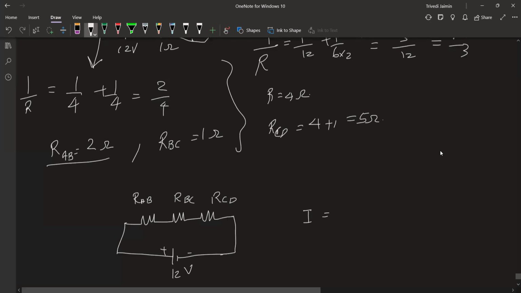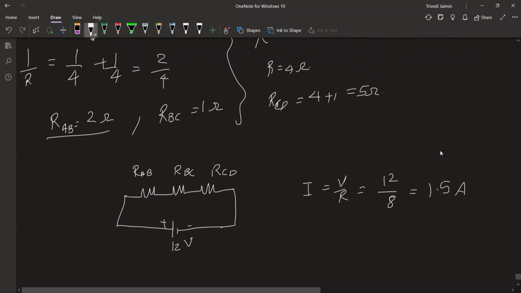So I equals V by R. So it is 12 by 2 plus 5, 7 plus 1, 8. 12 by 8 means 1.5 ampere.